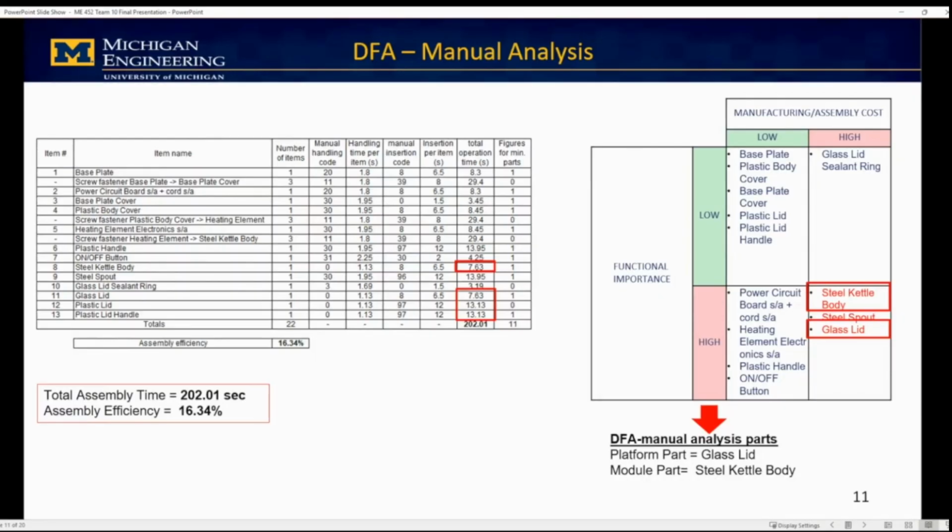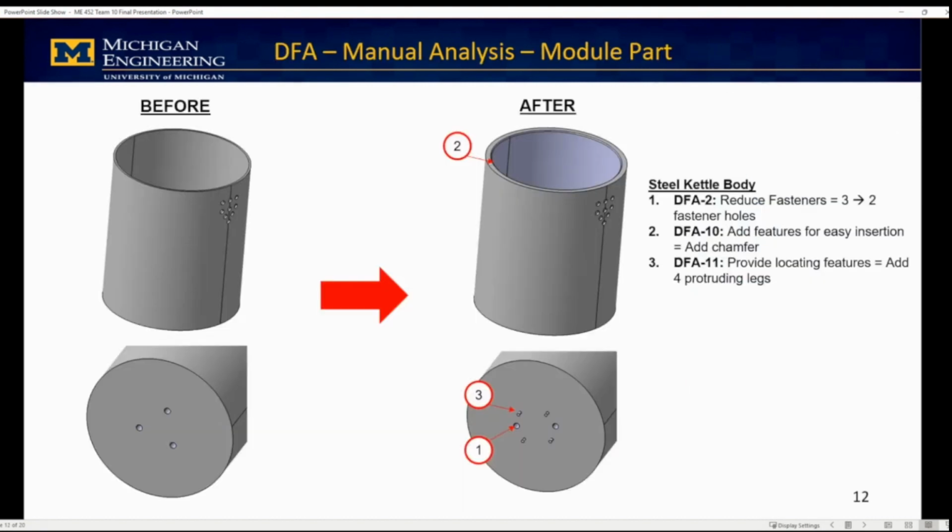We've done a DfA manual analysis on our product, and our initial assembly time was approximately 200 seconds, with assembly efficiency of 16.3%. Looking at the quad chart, we identified analysis parts to be the glass lid and the steel kettle body, since these two parts had high functional importance with a high manufacturing assembly cost.